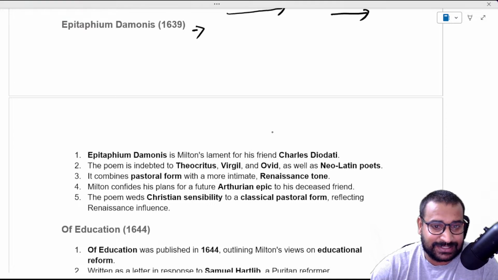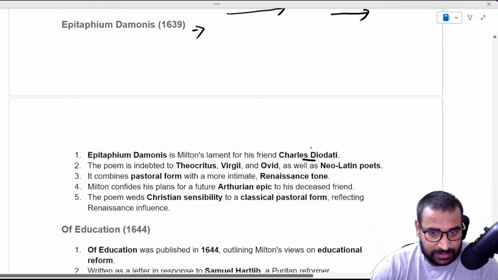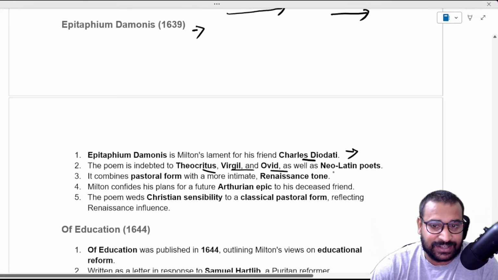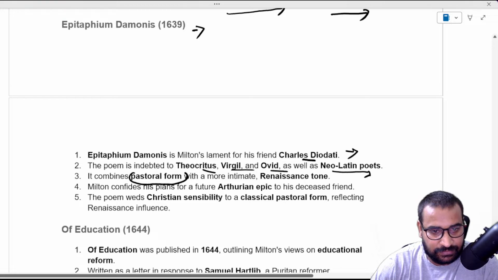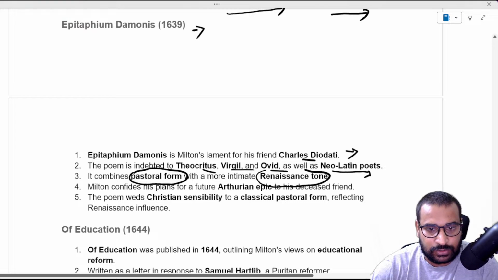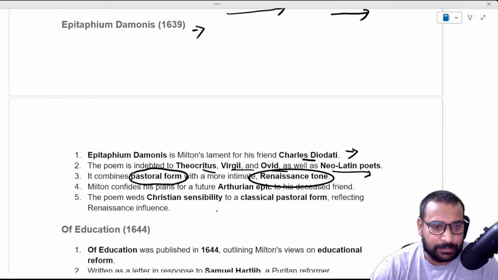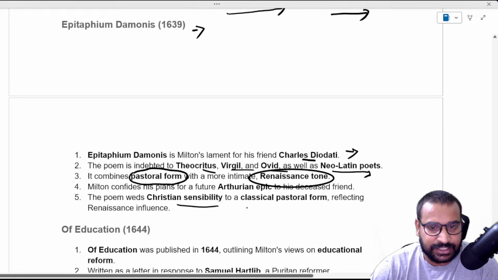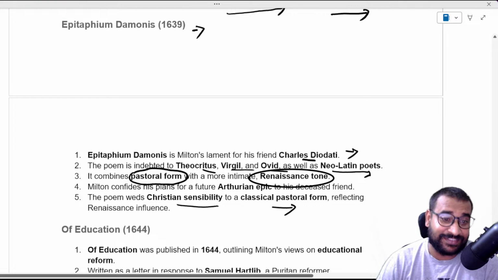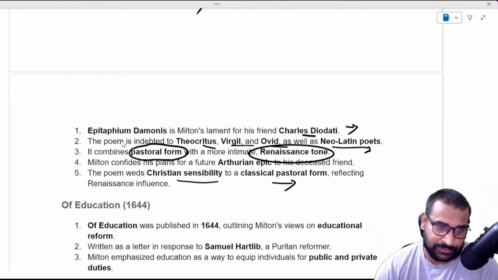Damon is Milton's lament for his friend Charles Diodati. Very important. And the poem is indebted to Theocritus, Virgil, and Ovid, as well as Neo-Latin poets. Remember, it's a pastoral form with the most intimate Renaissance tone. And the poem weds Christian sensibility to a classical pastoral form, reflecting Renaissance influence.